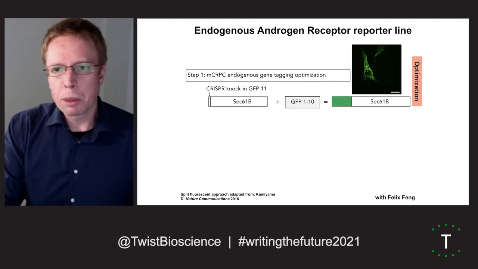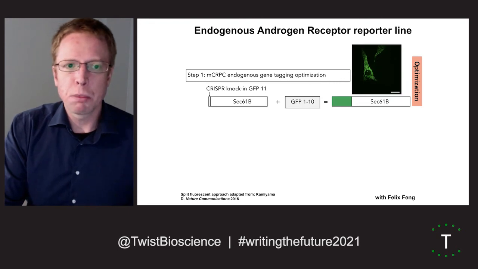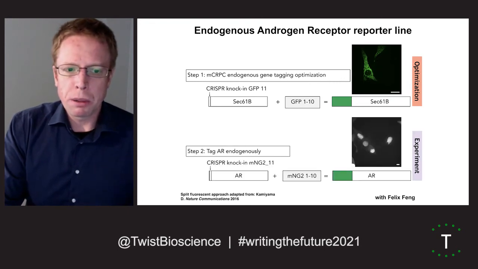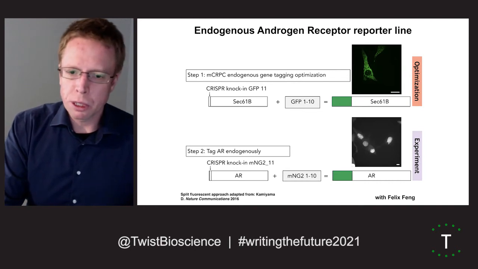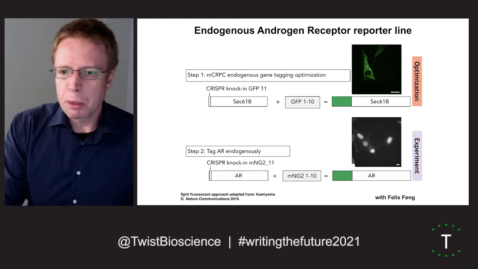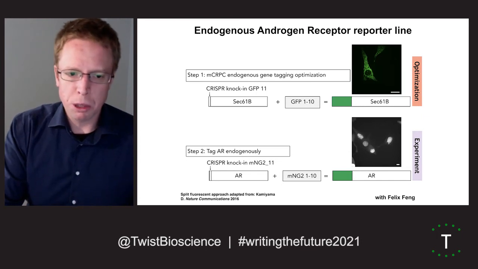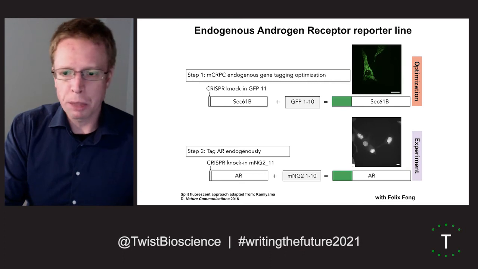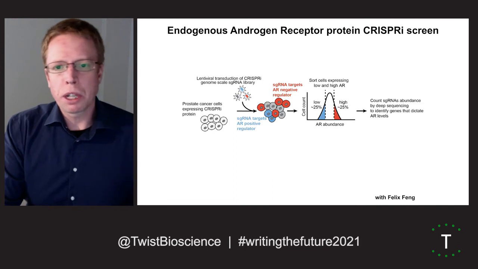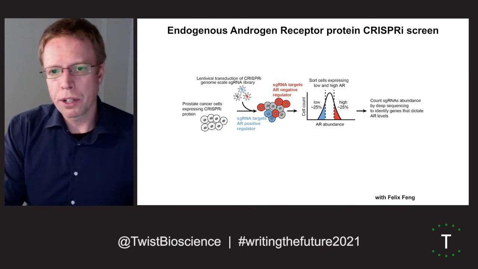We optimized our protocol using a split GFP tagging Sec61 beta, and then we used this protocol to tag the androgen receptor endogenously using a split mNeonGreen construct. We spent about a year characterizing these models to show that the tagged androgen receptor does not perturb androgen biology in any way that we can measure. And then with those data in hand, we set out to do a genome-scale flow cytometry screen to identify genes that directly regulate AR protein abundance.